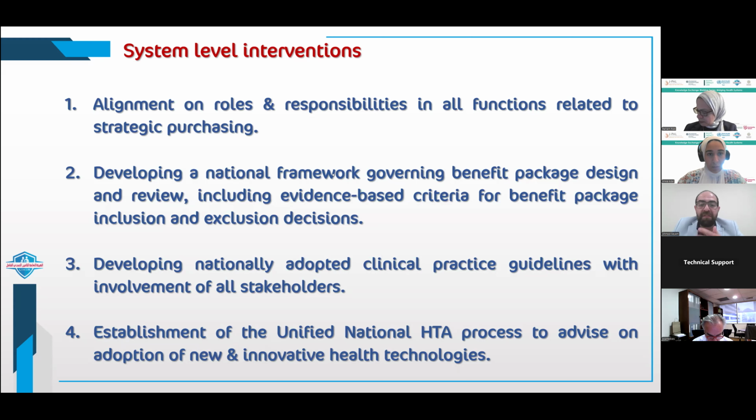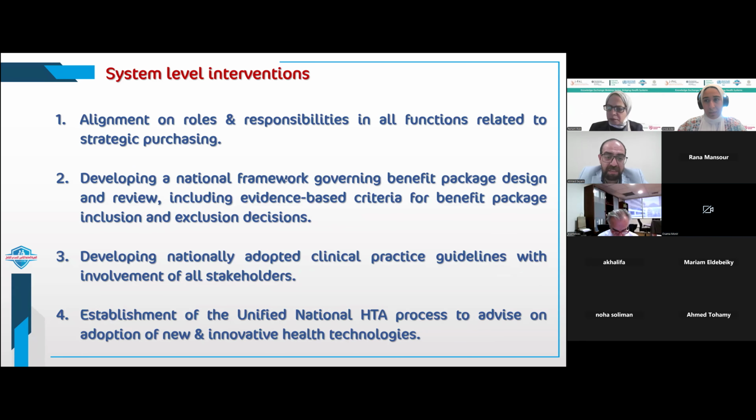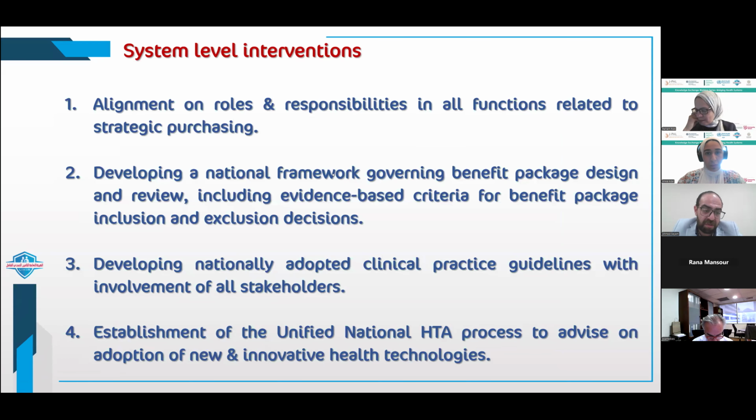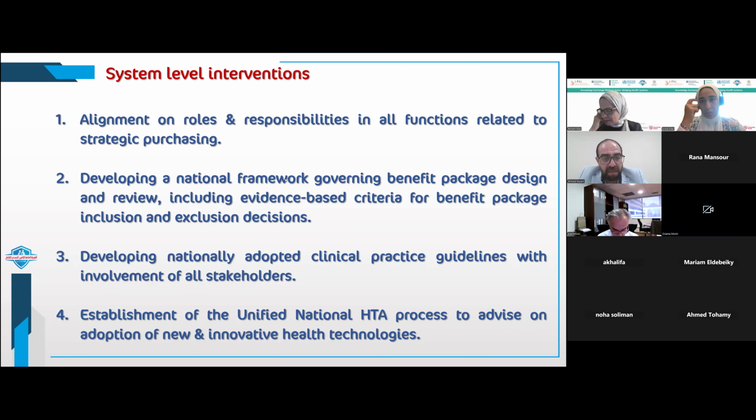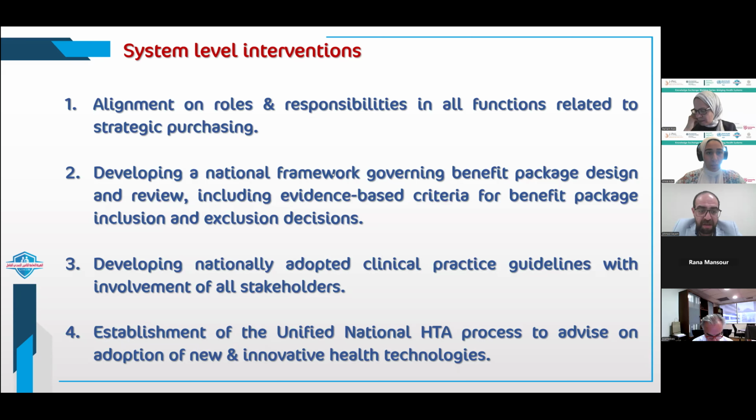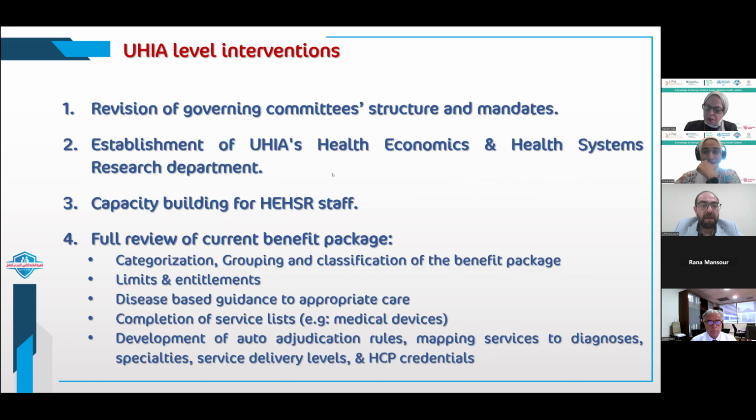evidence-based criteria. Developing nationally adopted clinical practice guidelines, and we're looking for an inclusive process that has involvement for all of the stakeholders in developing these guidelines, as well as input, of course, from providers, from patients, and from the payer as well, because there is an economic component to developing any kind of guidelines or protocols. And we're also working in collaboration with the UPA and the EDA on establishing a unified national HTA process to help on evidence synthesis and advice on adoption of new and innovative healthcare technologies within the publicly funded healthcare services. The second set of interventions are mainly UHIA level interventions.